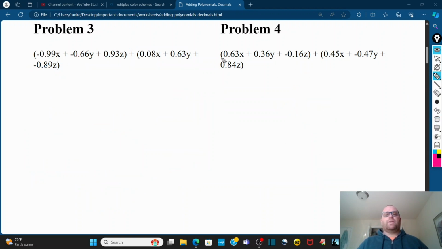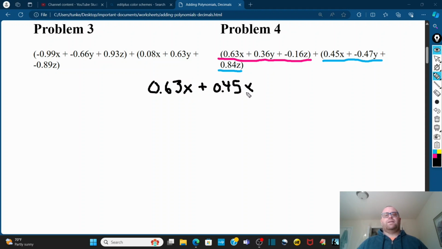Okay, so in number 4, we're going to add 0.63x plus 0.36y plus a negative 0.16z. We're going to add that to 0.45x plus a negative 0.47y plus 0.84z. So we have 0.63x plus 0.45x. If we want to think of 63 plus 45, that's 108. So we're going to make this 1.08x. We're taking care of these.